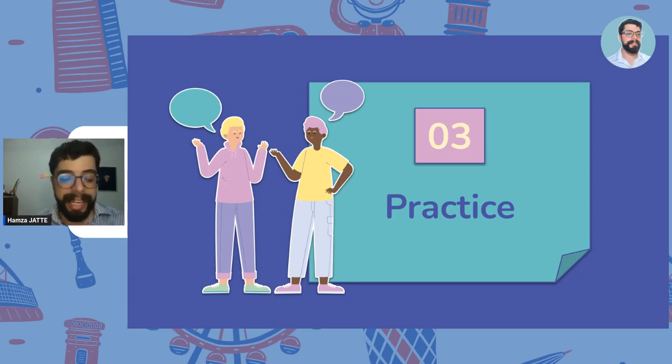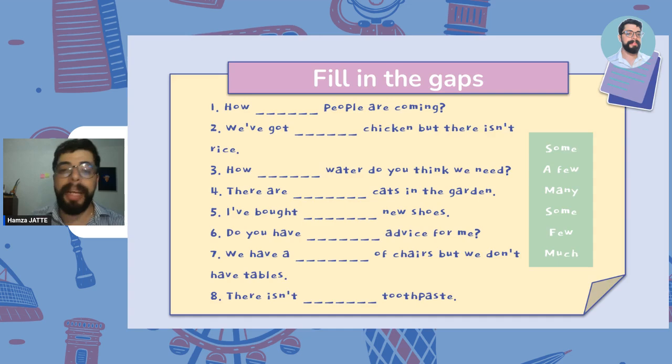This is a little exercise that I have prepared for you to see if you have understood the lesson well. So I'm going to ask you again to pause the video. I have provided some suggestions on the right of the screen, but you can use other quantifiers that you have learned today. So I'm going to go to the first one to give you an example: how many people are coming.